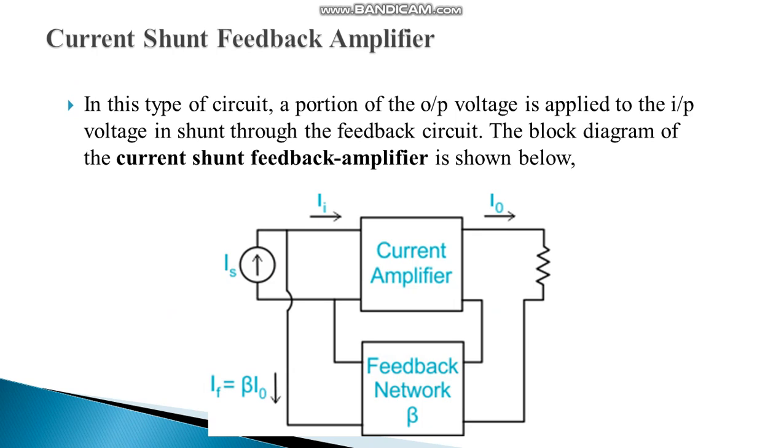Next one is the current shunt feedback amplifier. In this type of circuit, a portion of the output voltage is applied to the input voltage in the shunt through the feedback circuit. The block diagram of the current shunt feedback amplifier is shown in figure. So here the input has a parallel connection and the output has a series connection.